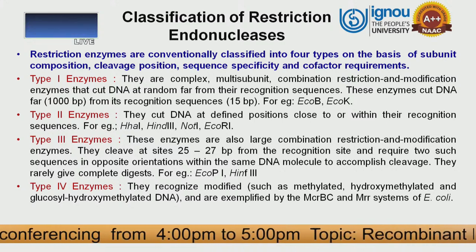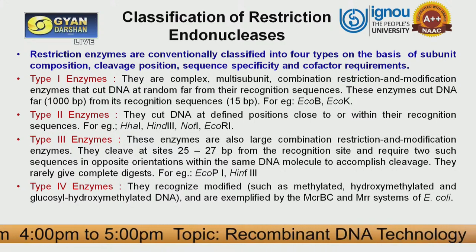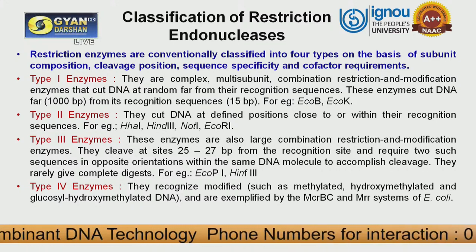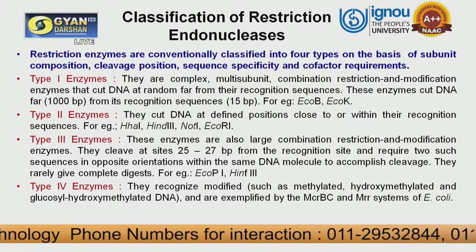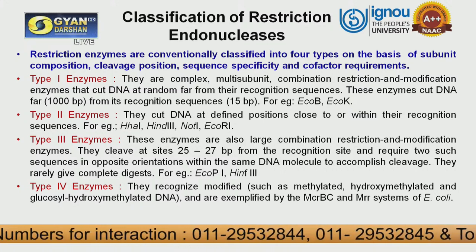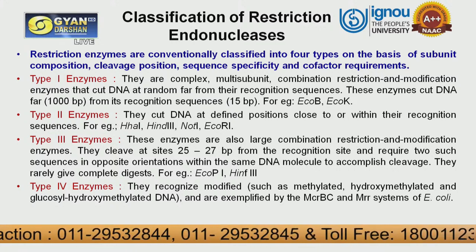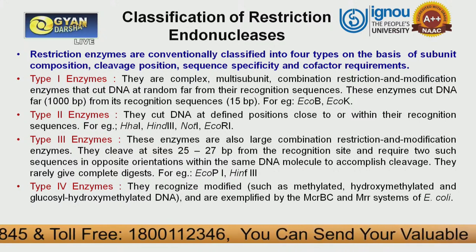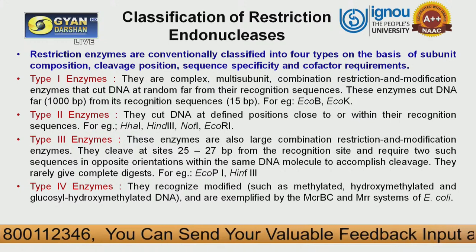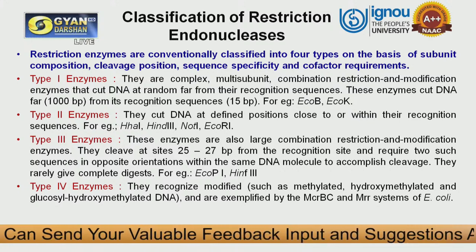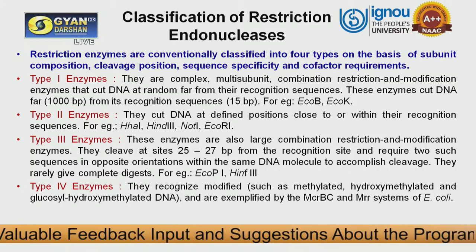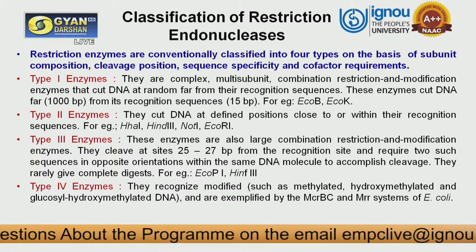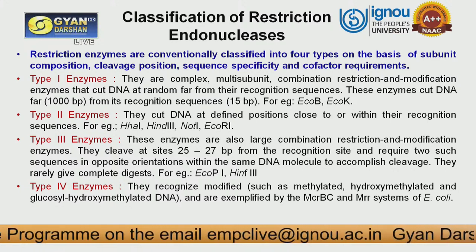Next comes type 4 enzymes. The best example for this enzyme is McrBC. This type of enzyme basically acts on DNA which is modified. What type of modifications does it identify? The DNA it identifies is either methylated, hydroxymethylated, or glucosyl-hydroxymethylated DNA. So these enzymes are much less popular compared to the type 2 enzymes discussed just now.